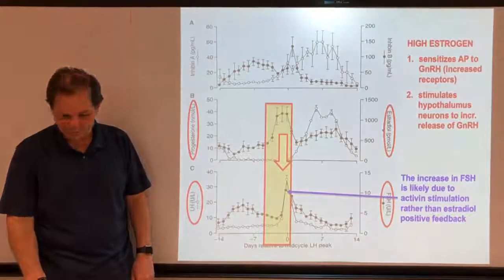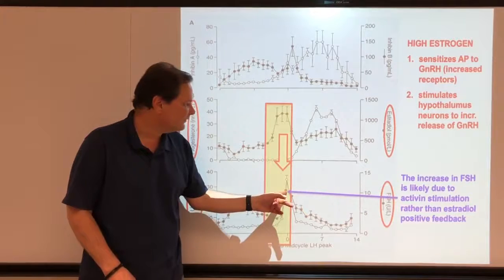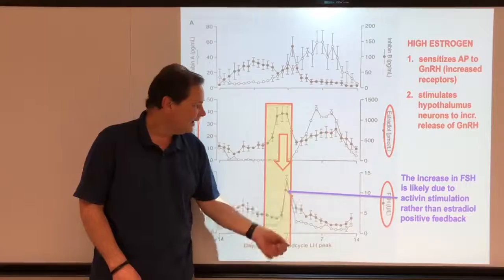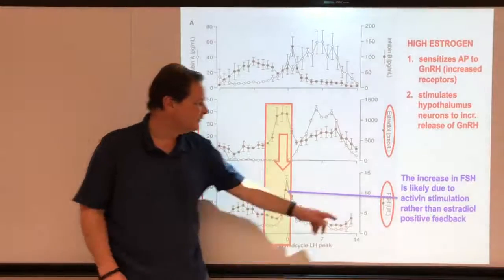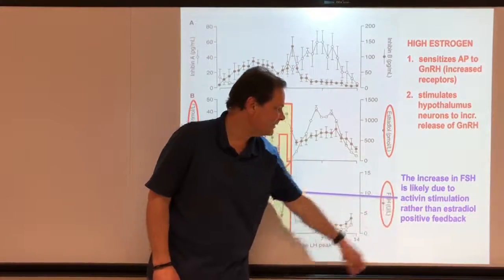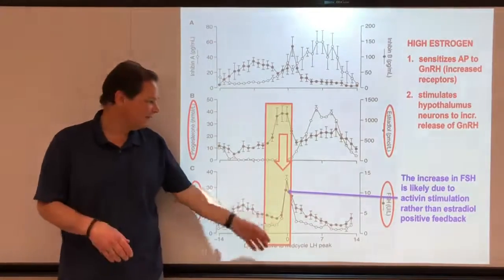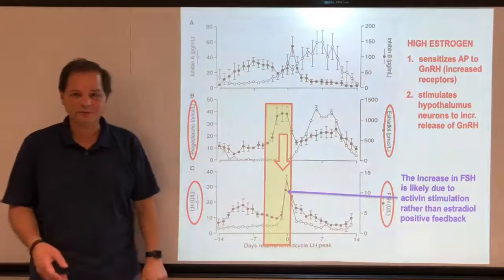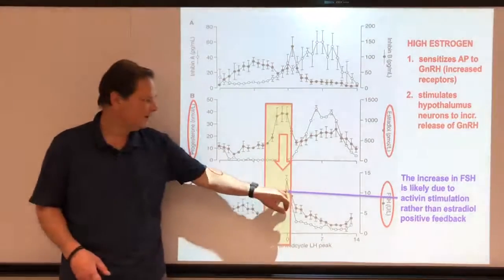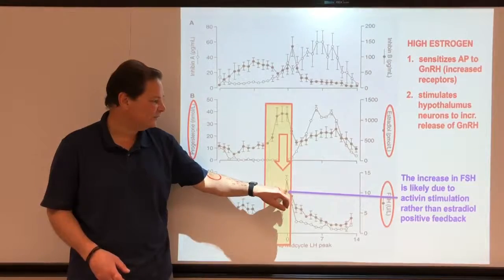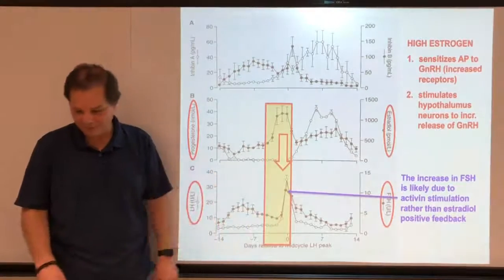The combination of these two things helps to generate that LH surge, in addition to the factors that I talked about earlier. The FSH goes up, but it doesn't go up as much relative to the initial levels. And this is likely due to the action of activin stimulation rather than that enormous positive feedback that results in the LH surge. So this increase in FSH really isn't part of the LH surge. It's not due to positive feedback from estradiol.